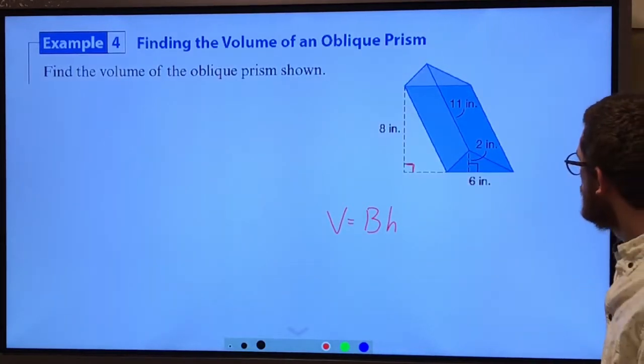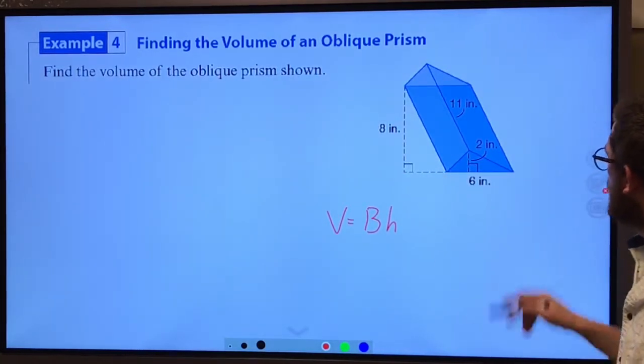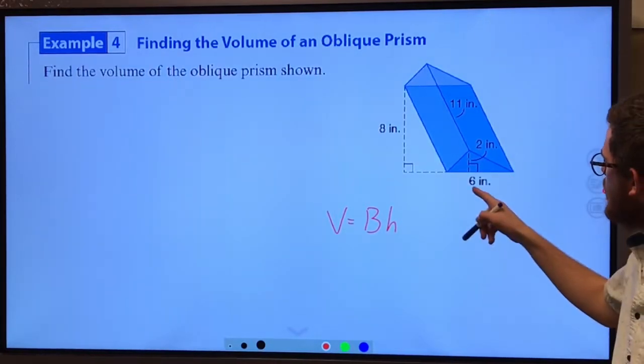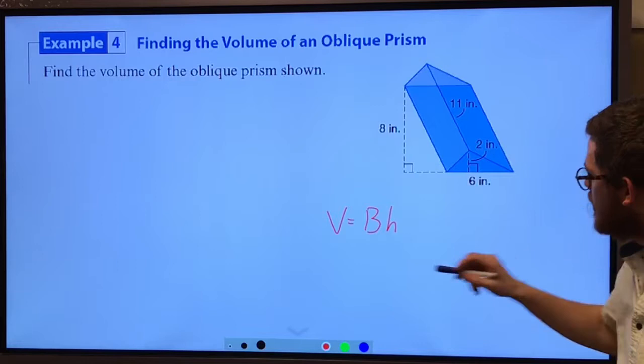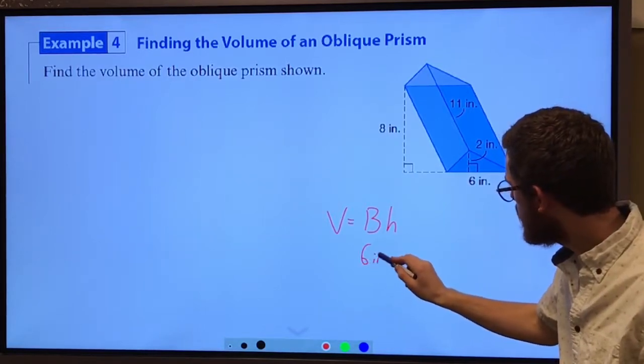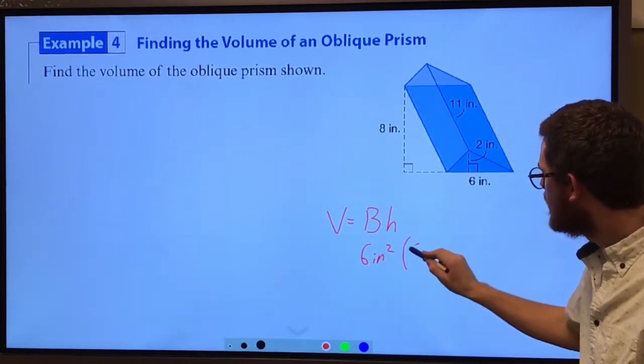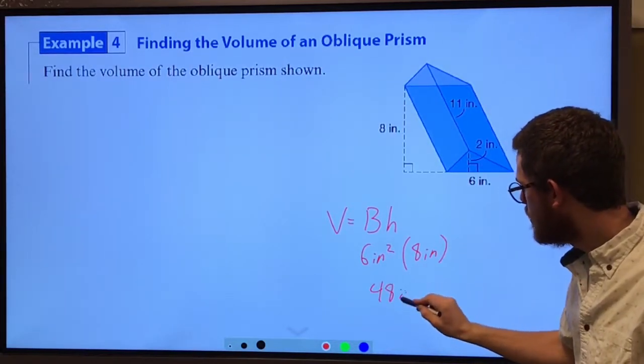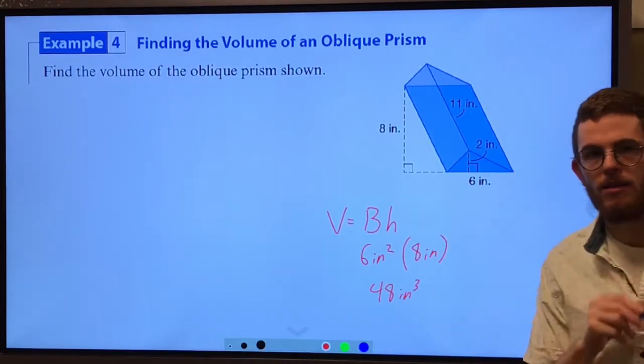which is perpendicular to the base. So the area of our triangle, our base here, half our base times our height, would be 6 square inches. Our height is 8 inches. The volume comes out to be 48 cubic inches.